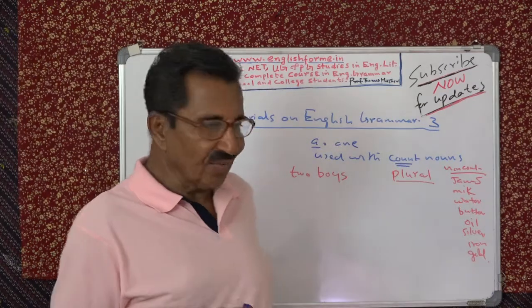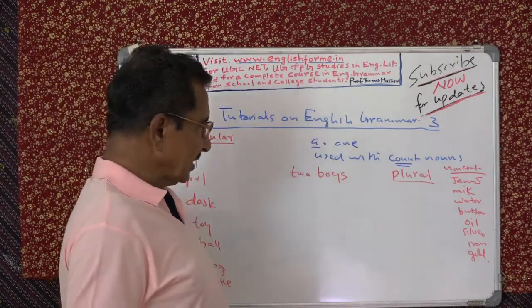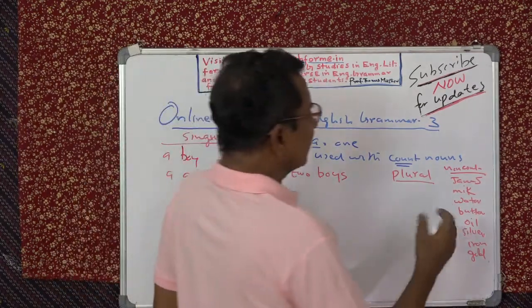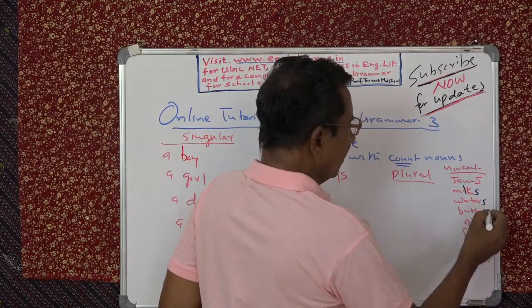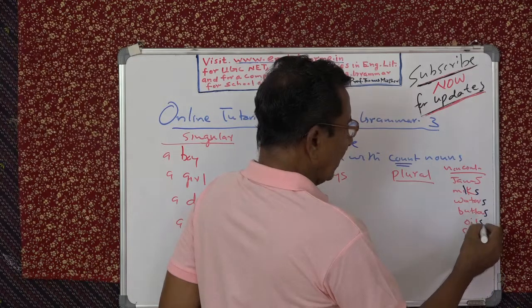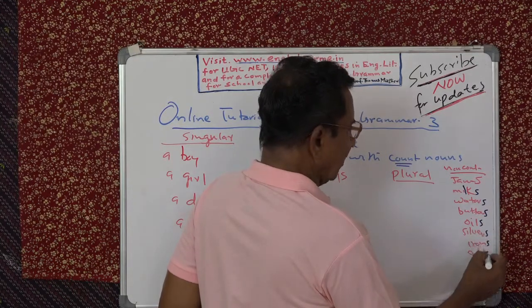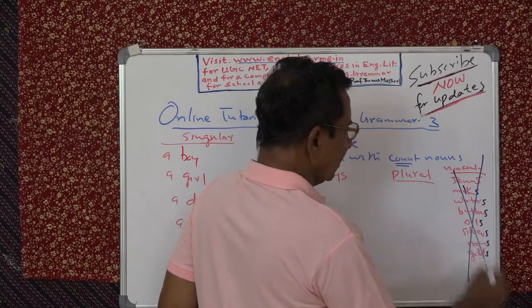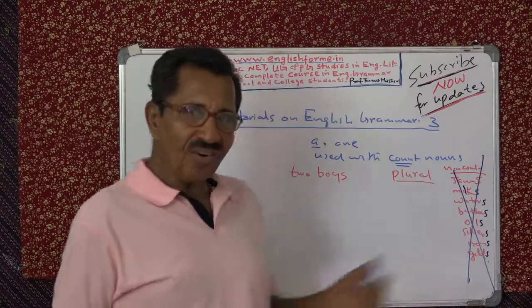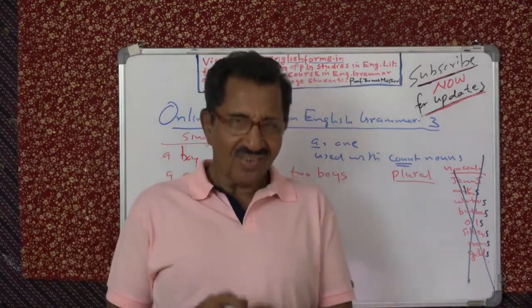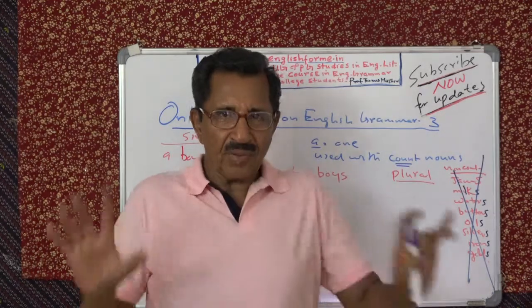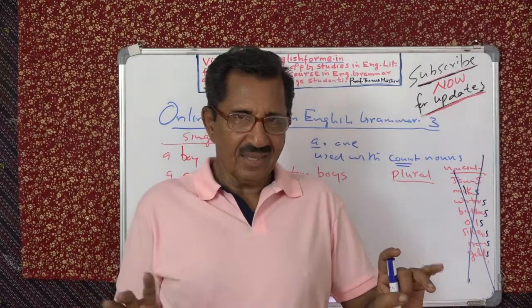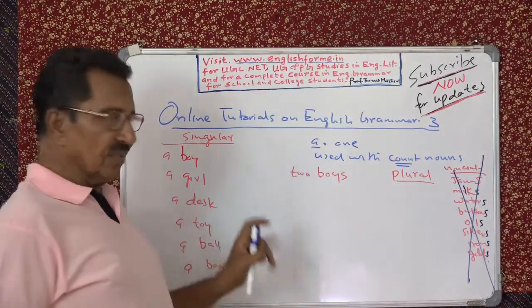Understand? Is that clear? So if you write jams or milks, waters, butters, oils, silvers, irons, golds, all gone. Wrong, wrong, wrong, wrong. Why? You cannot count them. So no plurals. Right? But count nouns, plural.